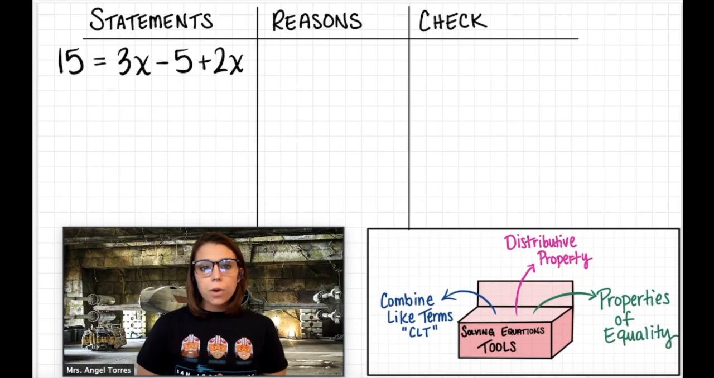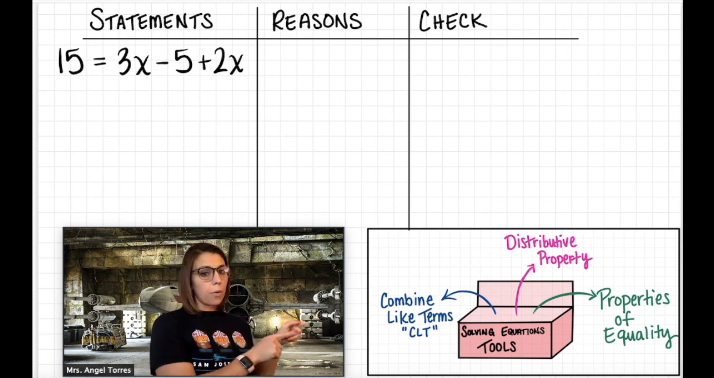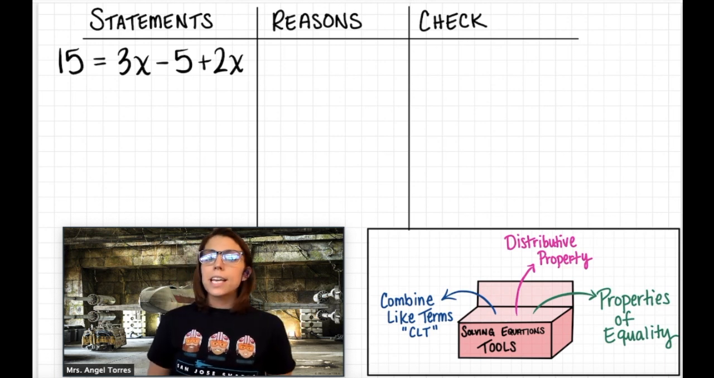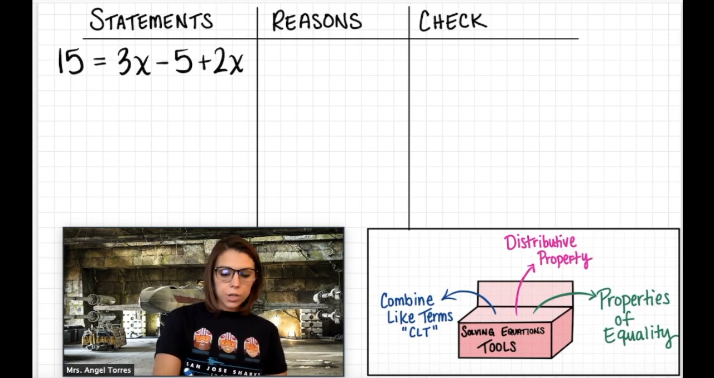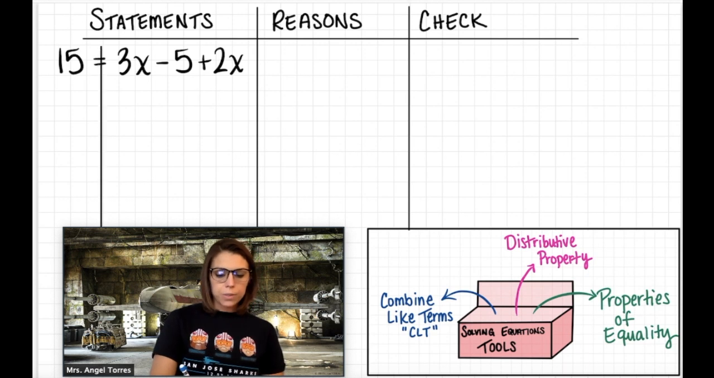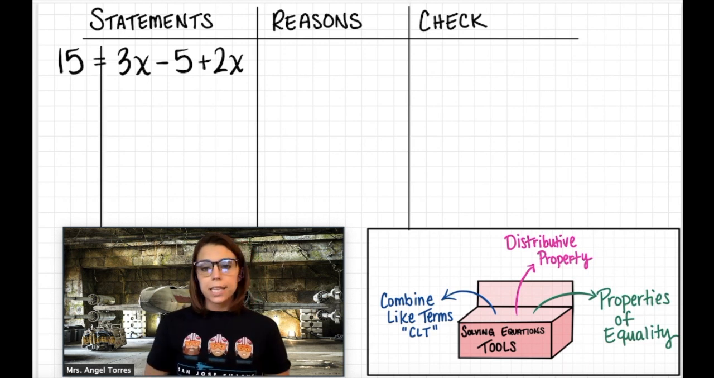Okay, so the first equation that we're going to solve using our solving equations toolbox is 15 equals 3x minus 5 plus 2x. Go ahead and write down this equation along with your 3-column proof now. Great. So the first thing I always do is put a line down the middle of my equal sign to keep both sides completely separate.